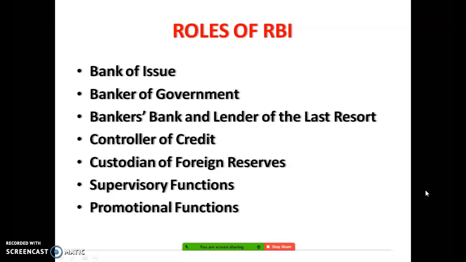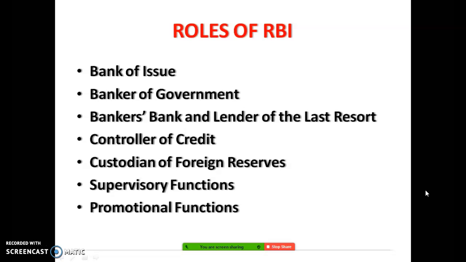It is the bank of issue, that means the currency is issued by this bank only, no other than this. And it can act as a bank of the government. Whenever the government wants money, they can issue bonds and securities through the RBI to the markets. And it can act as a banker's bank, as well as the lender of the last resort.